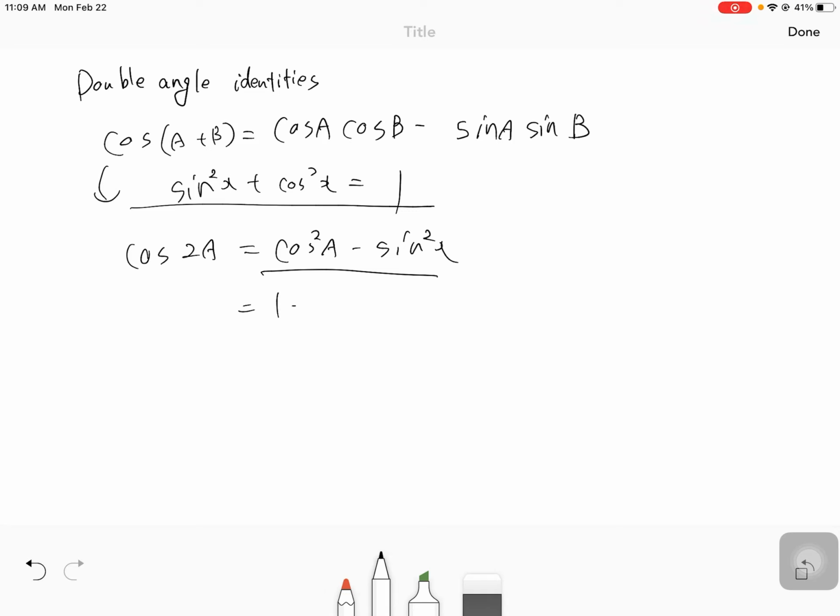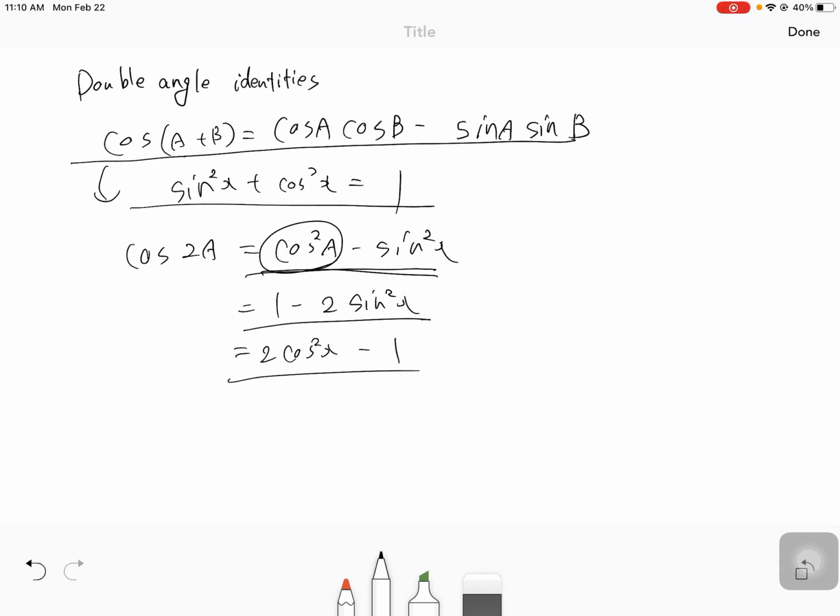For example, it's going to be 1 negative sine square x if you substitute cosine square x with 1 negative sine square x. And also you can convert it to sine... cosine square x negative 1. But you don't need to remember these three. Again, what you have to remember is these sum and difference identities and also this equation.